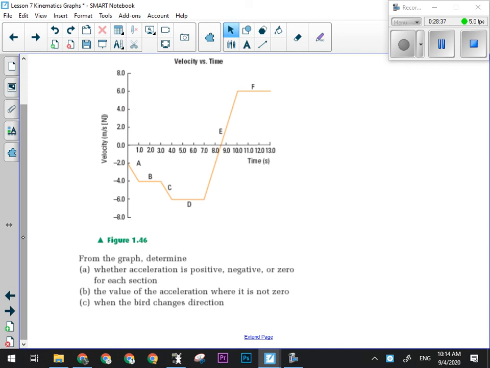It probably just turned around, okay? That's all it's doing. All right, and then for part F, is the acceleration positive, negative, or 0? 0. It's traveling at a constant velocity of 6 meters per second north. So find the value of the acceleration where it is not 0.